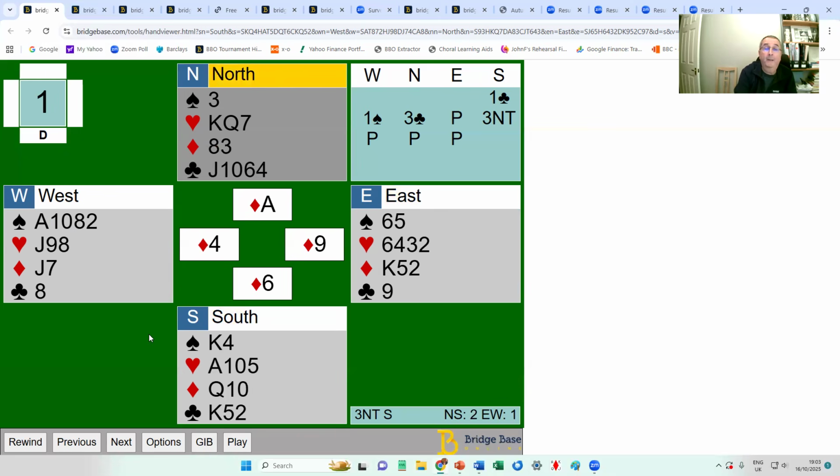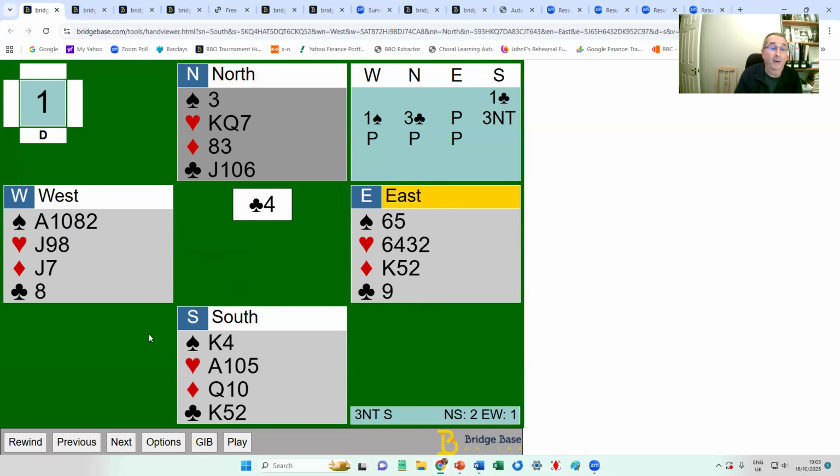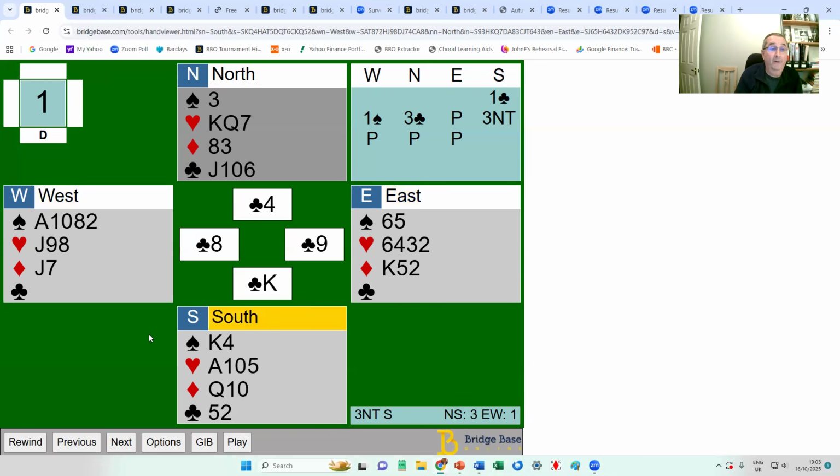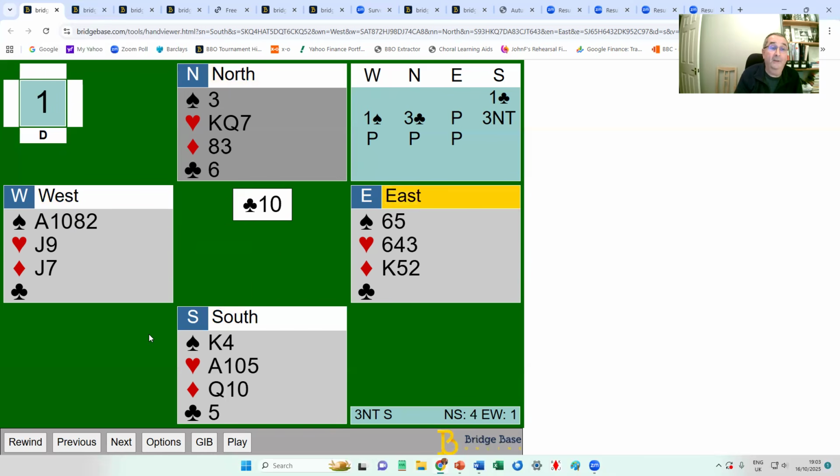Your partner plays the 9 here. That's a signal, a high to encourage. So that's very useful to you that they're encouraging in that suit. It probably means that you don't have to keep hold of your diamonds, as they've got a high diamond there. Declarer, however, gets in here, runs the clubs. You can't do anything about that.